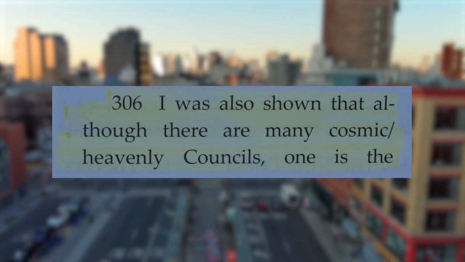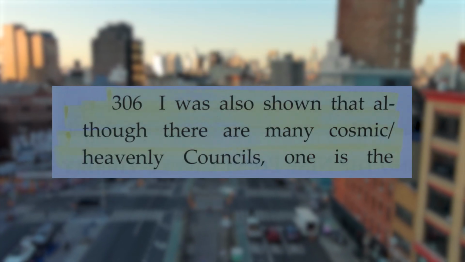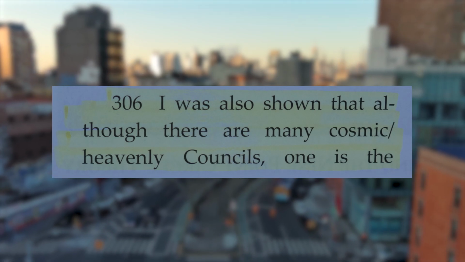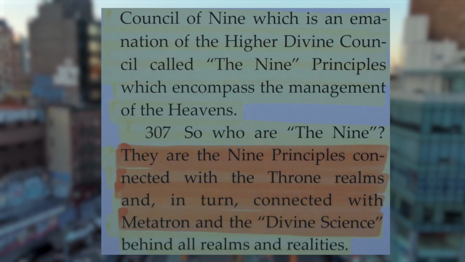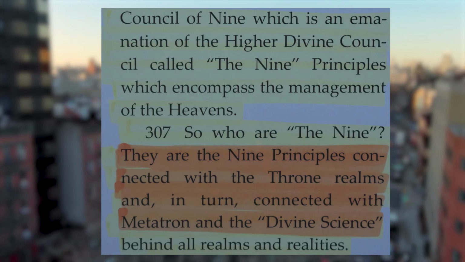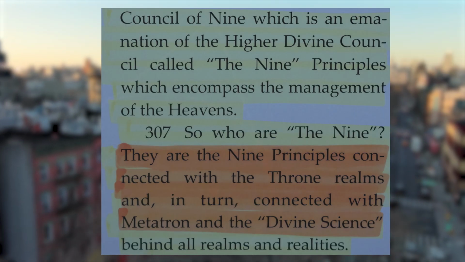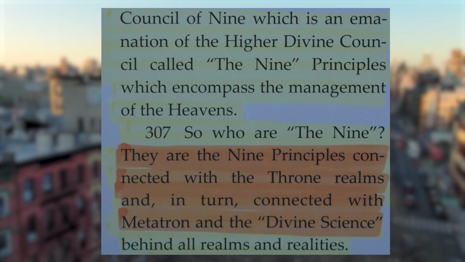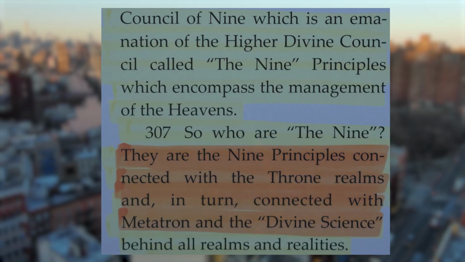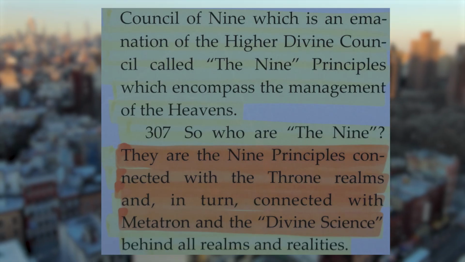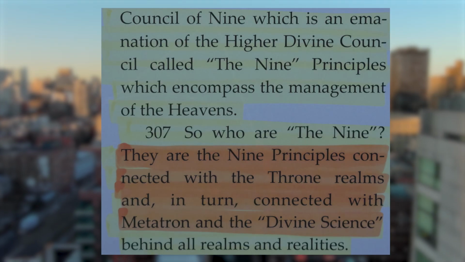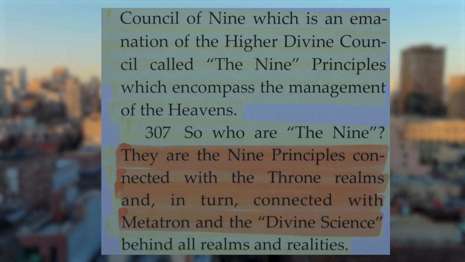I was also shown that although there are many cosmic/heavenly councils, one is the Council of Nine, which is an emanation of the higher divine council called the Nine Principles, which encompass the management of the heavens. So who are the nine? They are the nine principles connected with the throne realms, and in turn connected with Metatron and the divine science behind all realms and realities.